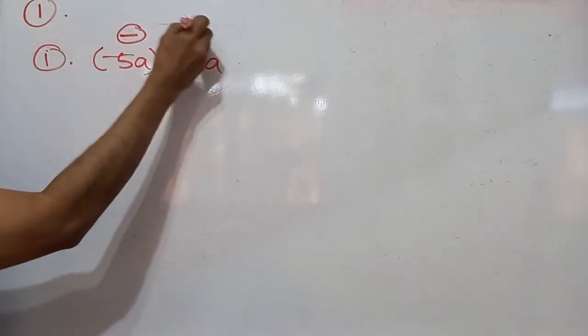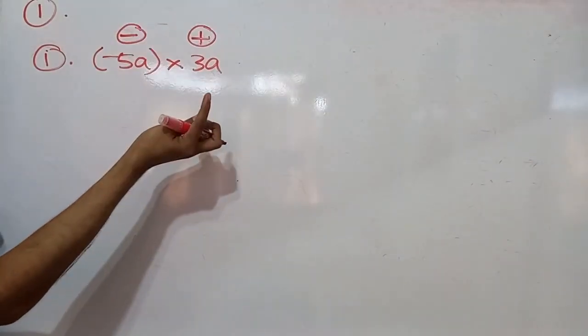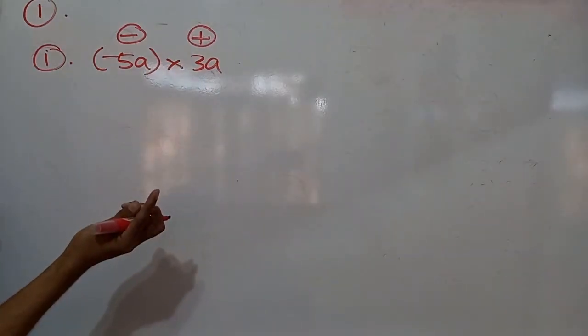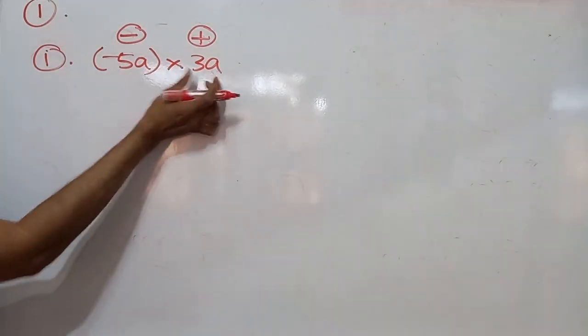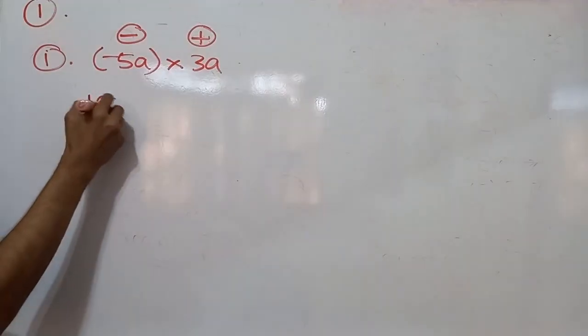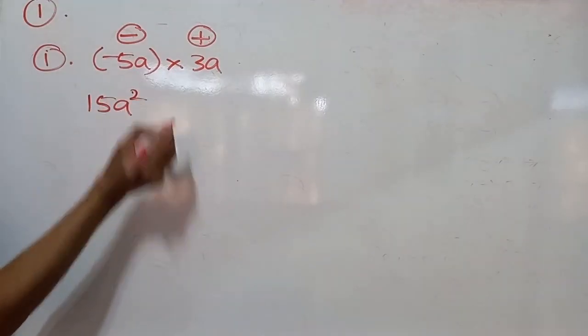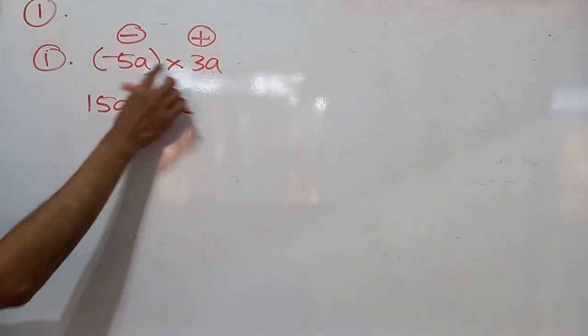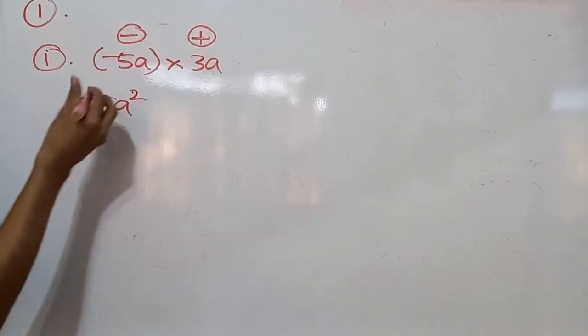Now here, as before, we have a negative one and a positive one. There is no symbol, that means what? This is positive. Right? So 5a into 3a, that is what? 15a squared, a times a. Negative into positive, negative.